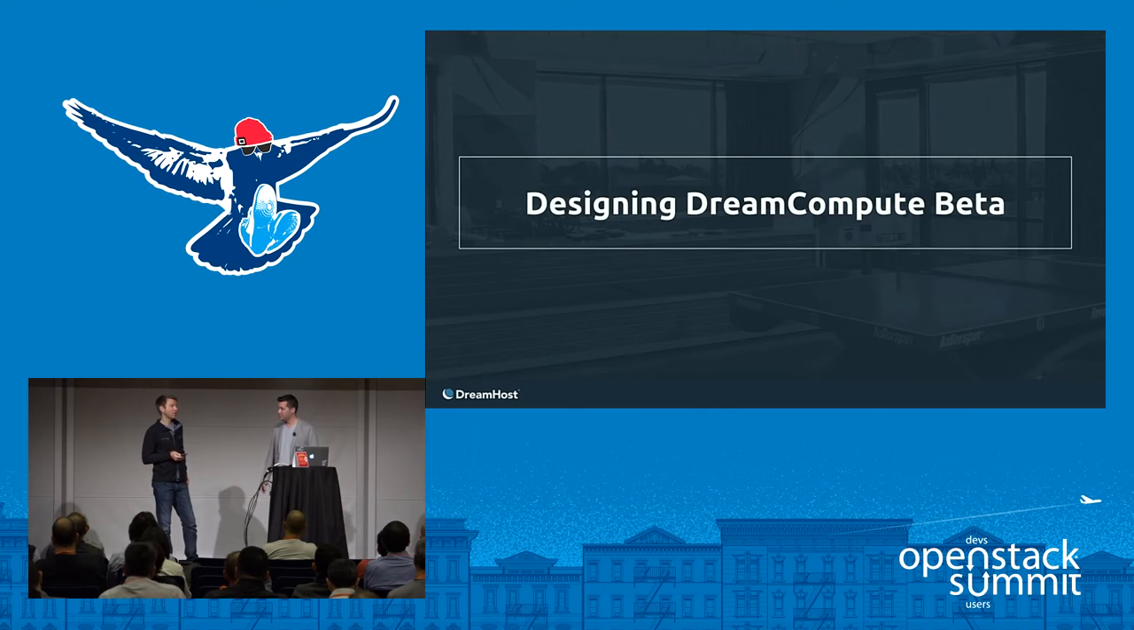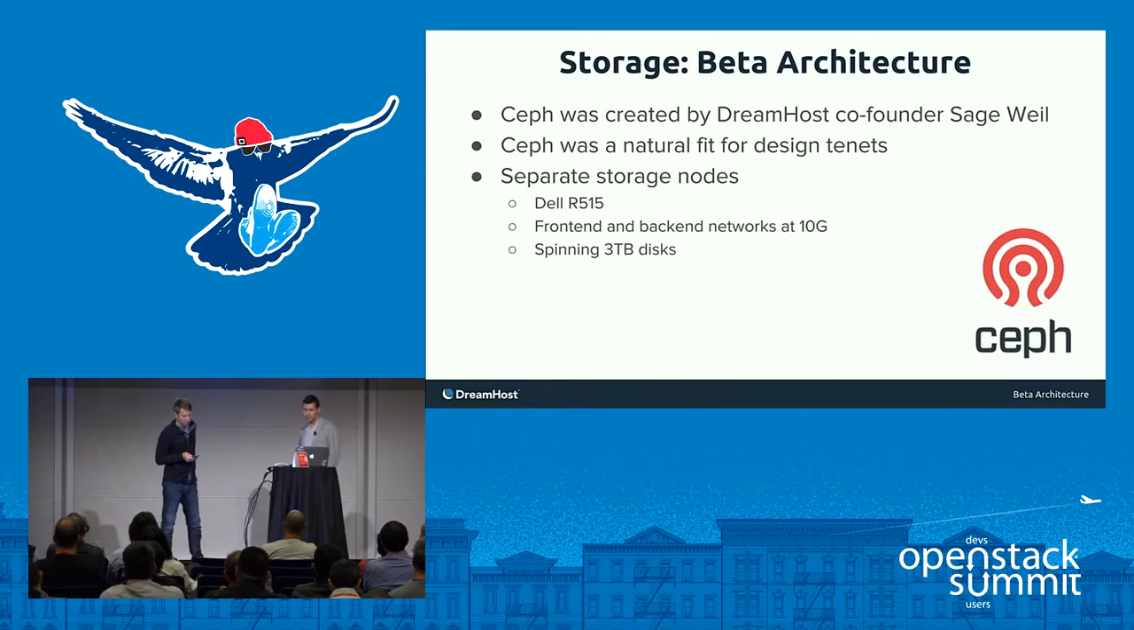So let's talk about how we actually built and designed our beta based on those core tenets. So for the storage, we decided to use Ceph. Ceph was created by Sage Weil, one of the DreamHost co-founders. It has the similar benefits to a traditional NAS vendor. So it's very reliable, it's very scalable, but it's not a black box. It's not very expensive. It uses commodity hardware, which is very nice. There's no expensive service contracts that go along with it, so it's easier on the wallet.